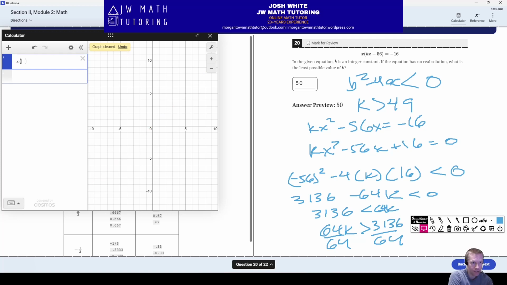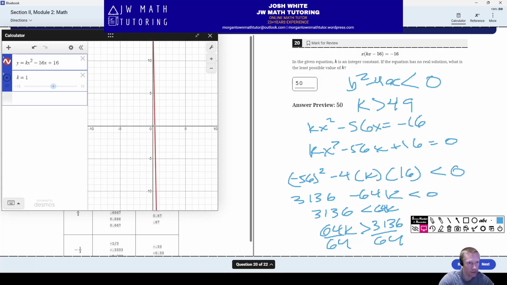Now, we can confirm this in Desmos. Let's see here. Actually, no, I want to do it this way. The best way to do this would be to actually do it in the quadratic form. There we go. And we'll add a slider for k.